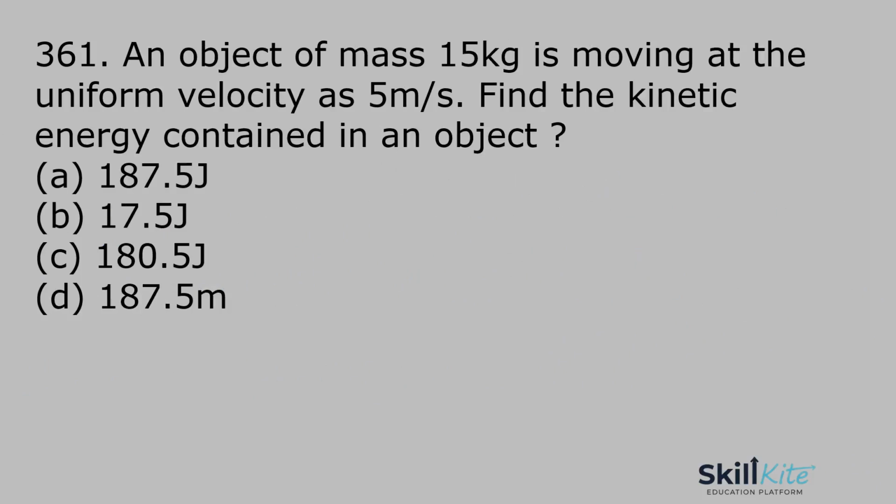An object of mass 15 kg is moving at a uniform velocity 5 meter per second. Find the kinetic energy contained in the object. Okay, kinetic energy formula is half mv square, right? So half into 15 into 5 square, that means 25. So we will get around 187.5 joules.